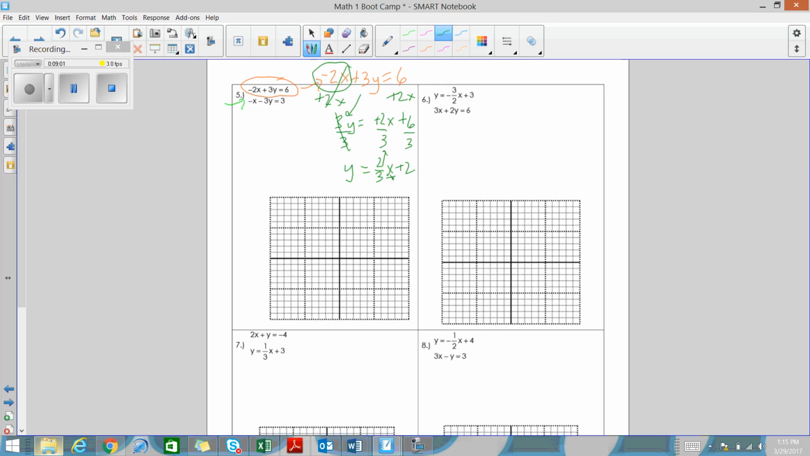Now, graphing this line, we're going to start up 2. That's your b, up 2. And then your slope of 2 over 3 means up 2, right 3, up 2, right 3, up 2, right 3. And then down 2, left 3, down 2, left 3, down 2, left 3. And now you got that.